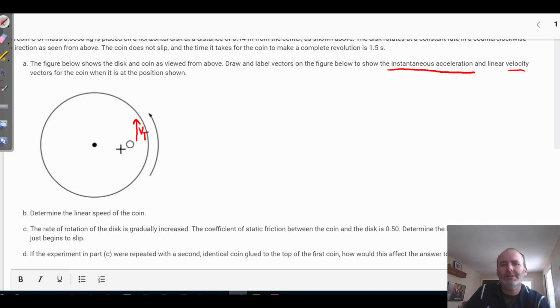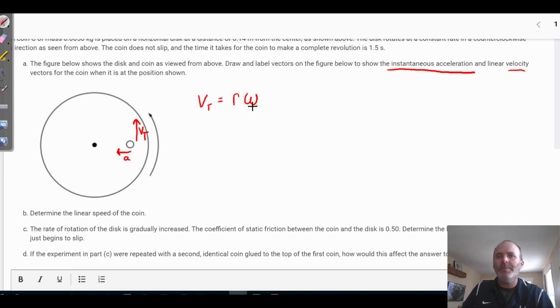Okay, the acceleration vector is going straight towards the center. Centripetal acceleration vectors go straight towards the center. All right, the next one, determine the linear speed. So the linear speed, that's another name for the tangential velocity. Linear speed, tangential velocity. And we have to relate this to an equation. So here is my equation.